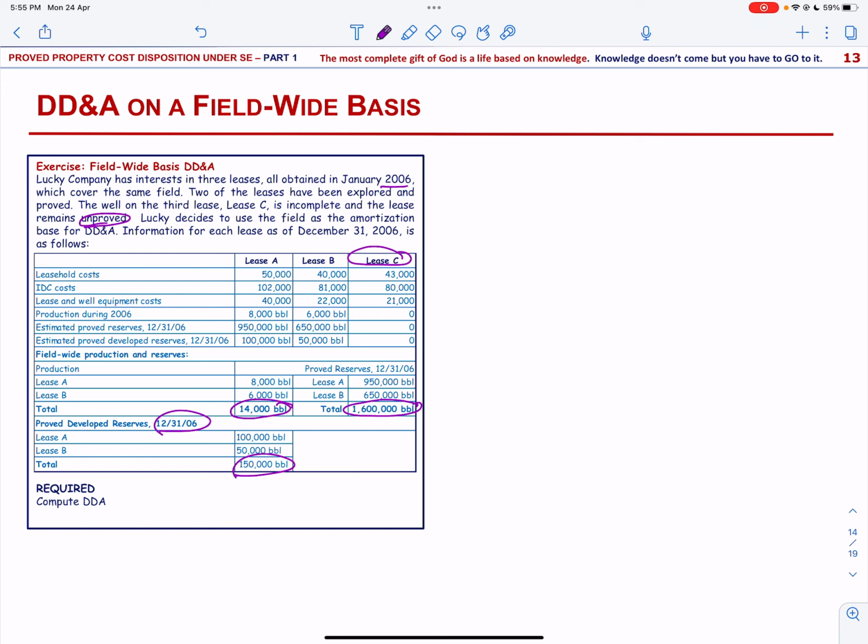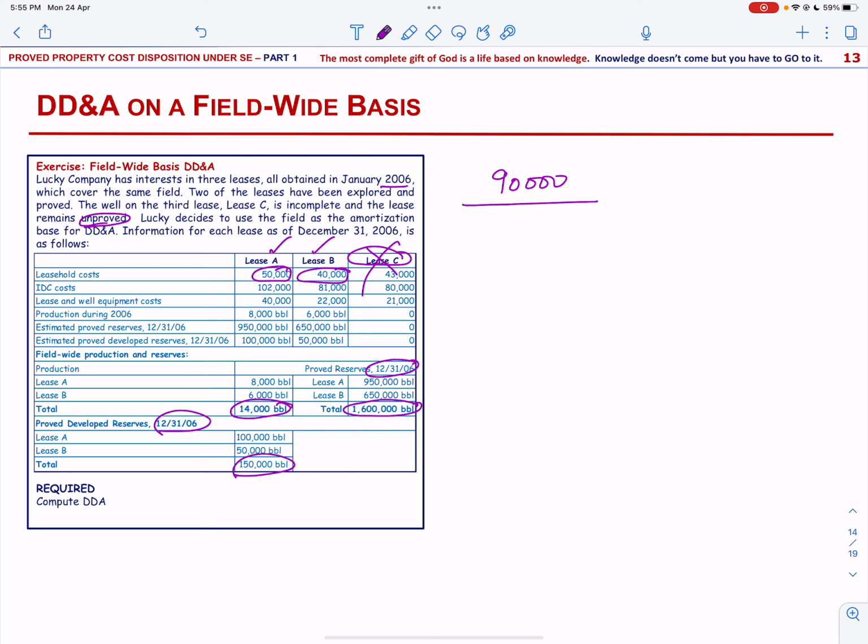So we are not going to count lease C because this is still unproved. We will take lease A and lease B. So the leasehold cost to be amortized will be 50,000 plus 40,000, so 50 plus 40 is 90,000, divided by proved developed reserve.